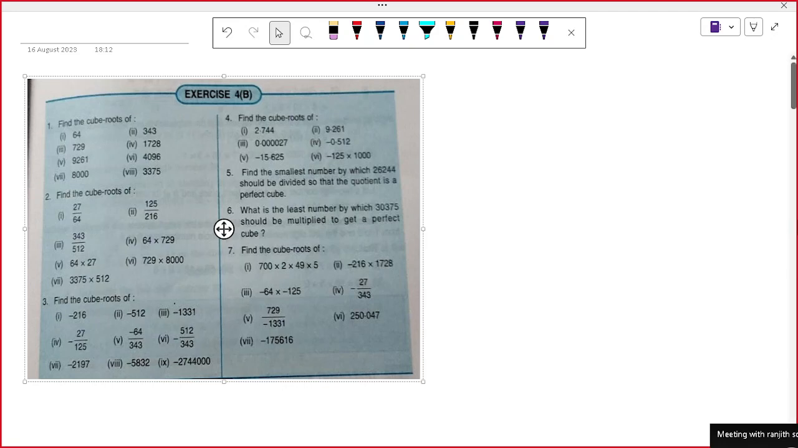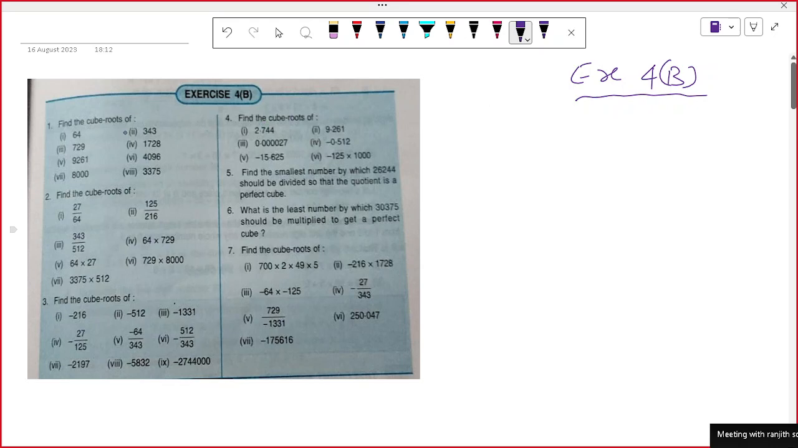Fine, we'll start, students. We'll start with this. Find the cube root. You know how to find the cube root, right? Using factorization. Sir, can you send the timetable in the group? Yeah, I'll share it later. Yes. First, start solving this.